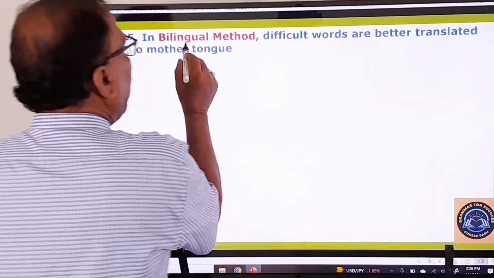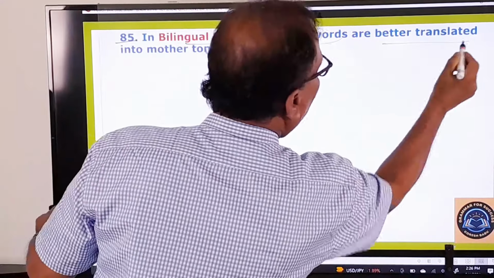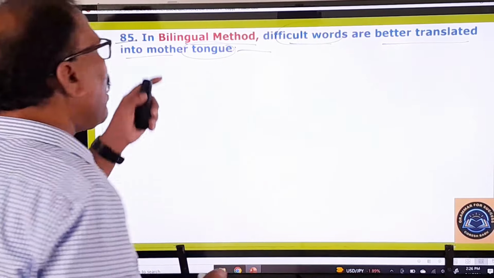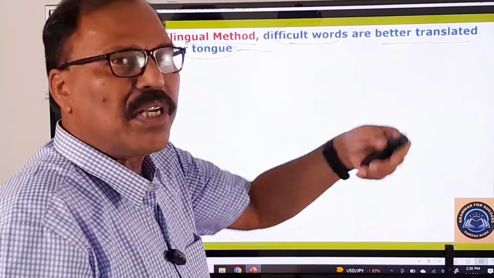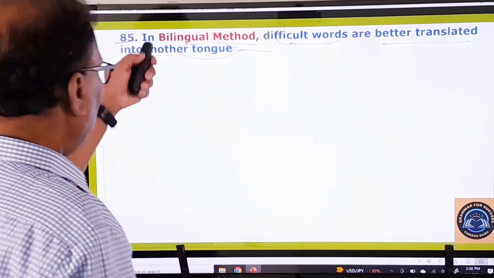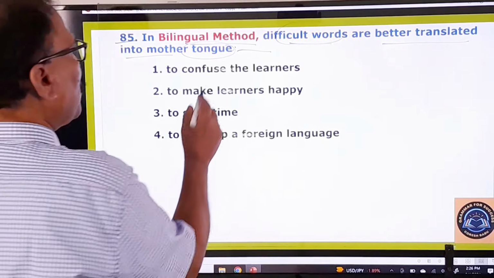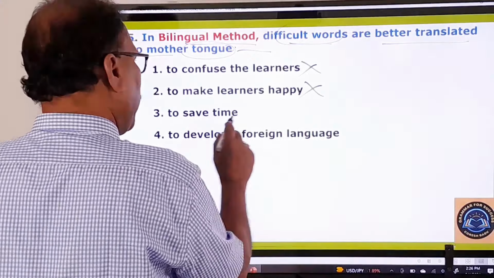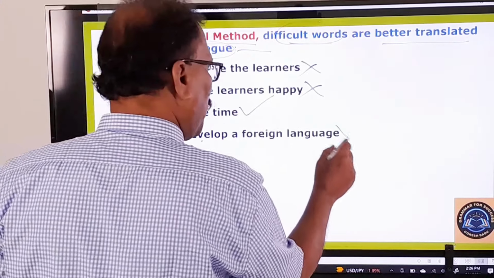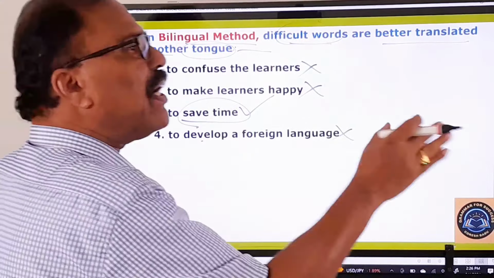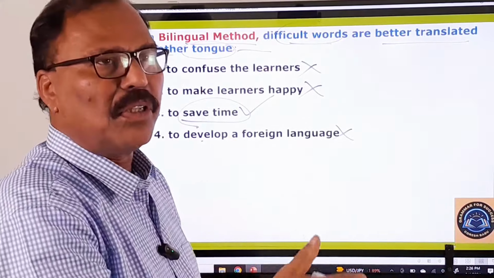85th one. In bilingual method, difficult words are better translated into mother tongue. Okay, why are the difficult words translated into the local language or mother tongue? Means in the bilingual method. So why? To confuse the learners? No. To make learners happy? No. To save time? Yes. To develop a foreign language? No. So only to save time in the bilingual method, difficult words are translated into the local language.